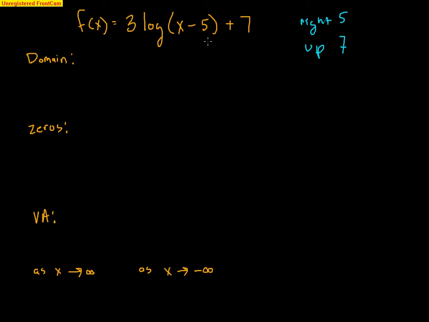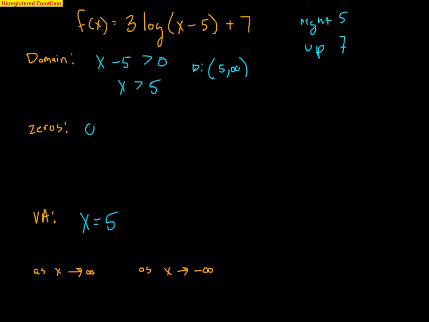Well, remember, only the inside has to be greater than 0. So in terms of domain, x minus 5 must be greater than 0, which means x is greater than 5, which means that my domain starts at 5 and goes towards infinity, with a parenthesis, of course. Now, because everything got moved to the right 5, my vertical asymptote is now at x equals 5. Nothing will exist before that, again, because the domain starts at 5.